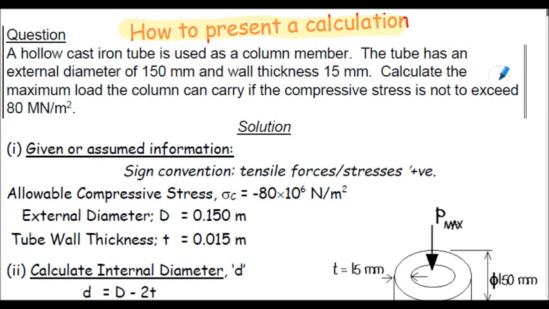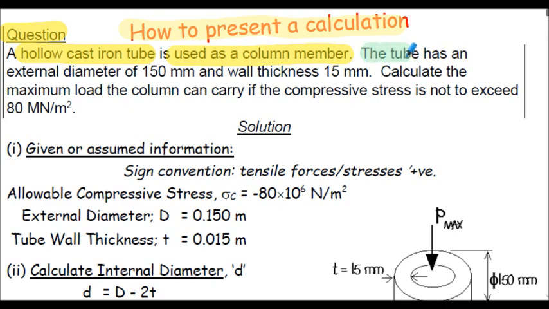So I'm just going to show you with this illustration how I would construct and present my solution to other engineers using the word processor. If we just outline the question, we have a hollow cast iron tube that's used as a column member.